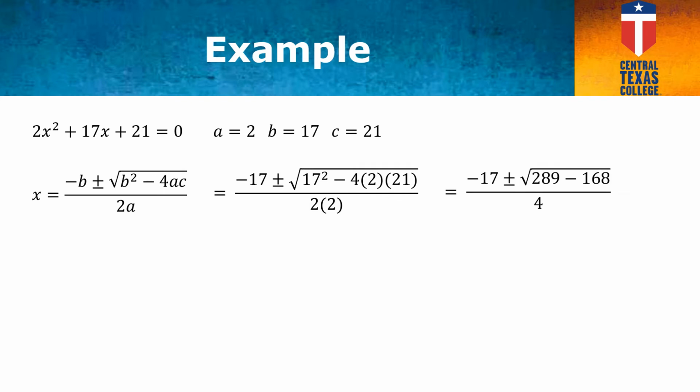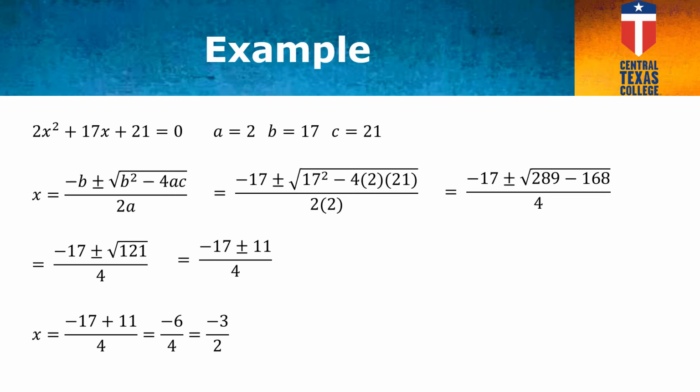17 squared is 289, 4 times 2 times 21 is 168, and 2 times 2 is 4. 289 minus 168 is 121. Thankfully, 121 is a perfect square, so its square root is 11.